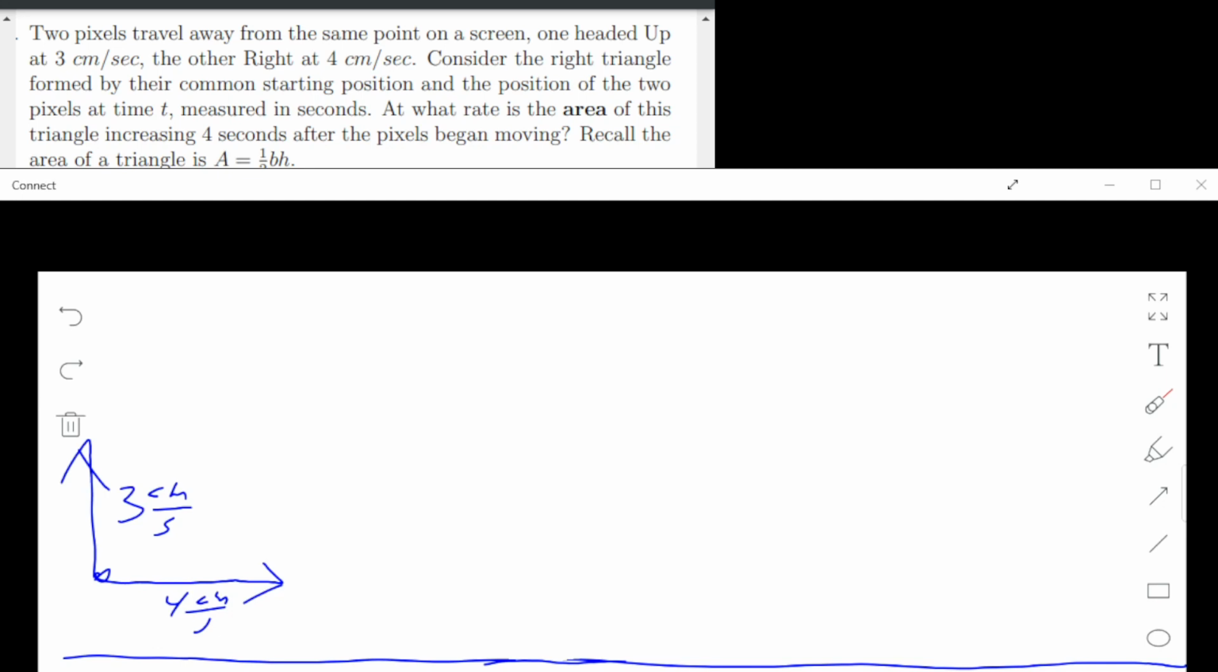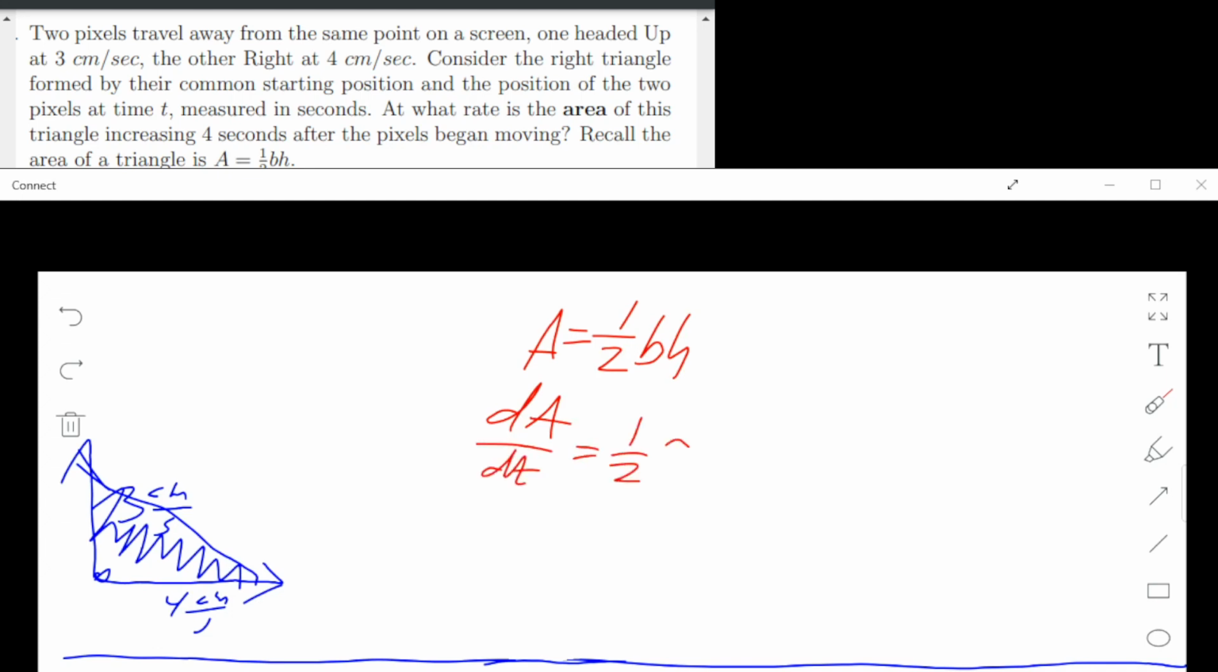At what rate is the area of this triangle increasing 4 seconds after the 2 pixels began moving? So area of a triangle is 1/2 base times height. Taking the derivative of this, we get dA/dt is 1/2 db/dt times h plus 1/2 b times dh/dt, right?